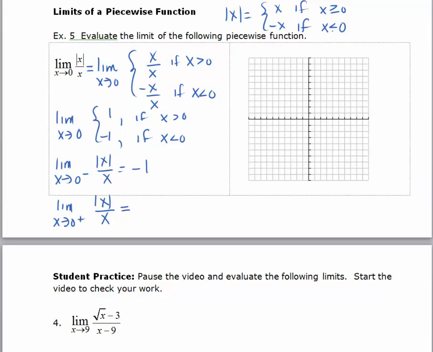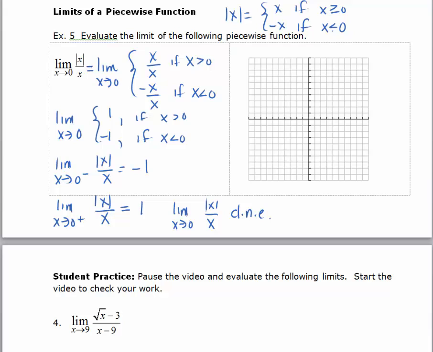The limit as x approaches 0 from the right, we're going to be looking at the function that belongs with the values of x that are greater than 0, and that is 1. So this equals 1. So since the one-sided limits are not equal, that means the limit as x approaches 0 of the absolute value of x over x does not exist.